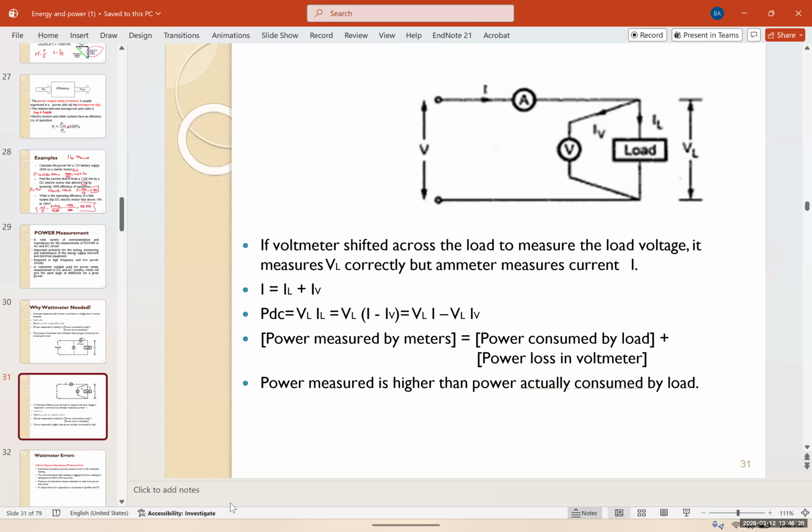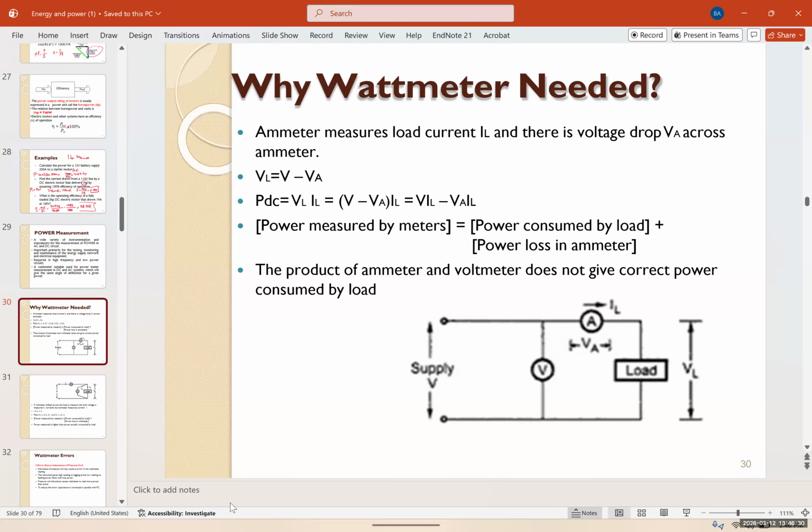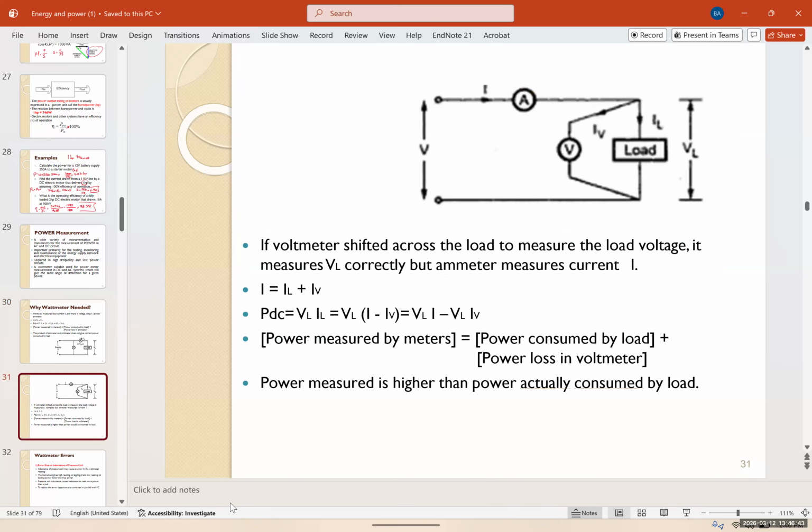Now, again, different combinations: if the current meter is connected directly at the load, the voltage that we are measuring is the voltage of the ammeter and the load. So we don't have an ideal ammeter. Now, if the ammeter is connected before the voltmeter and the load, you're measuring the current of both the voltmeter and the load. And since we have a non-ideal voltmeter, the input impedance is not infinite. You have a little bit of current passing through the voltmeter.